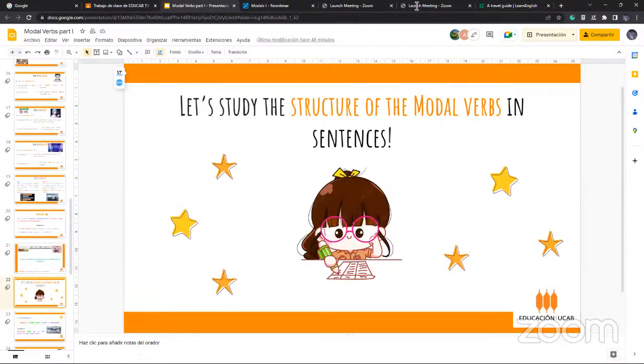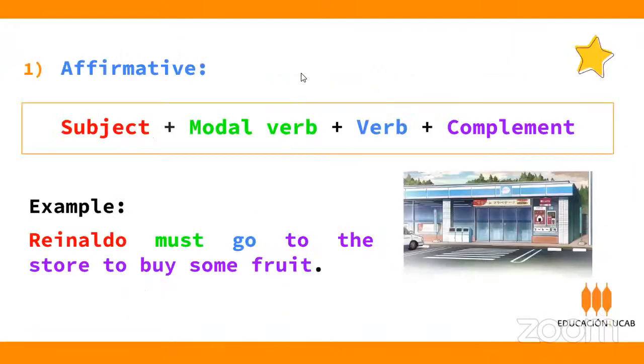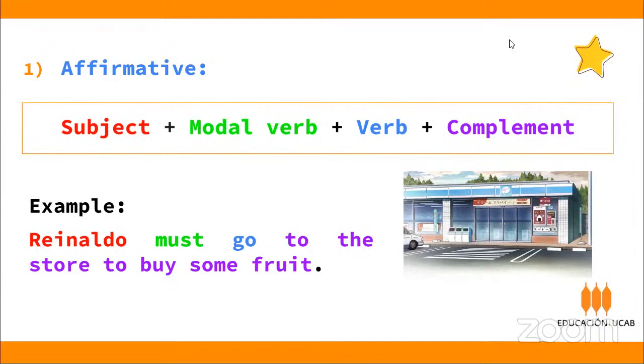Okay. Let's study the structure of modal verbs in sentences. We have the affirmative one, and the structure is subject plus modal verb plus complement. Gabriel, you can read me a sample, please. Reinaldo must go to the store to buy some fruit. Okay, thanks. We can see Reinaldo is the subject, must is the modal verb, the verb is go, and the complement is to the store to buy some fruit.